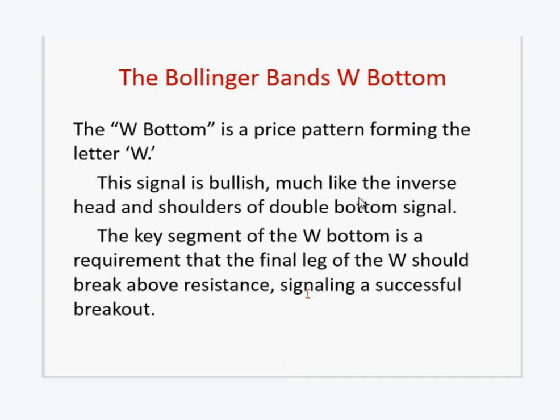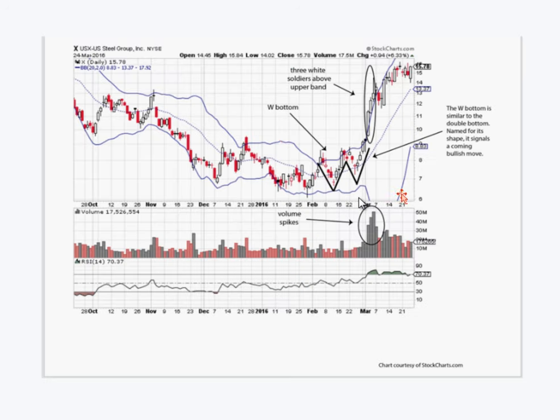It also is about as strong as a double bottom signal. And the key element is the same as a W top. The requirement is that the final leg of the W should break above resistance, which in this case would mean breaking above the upper band. So let me show you an example of this one.